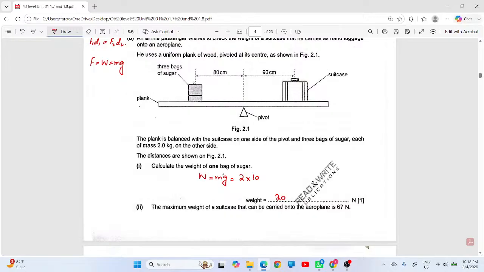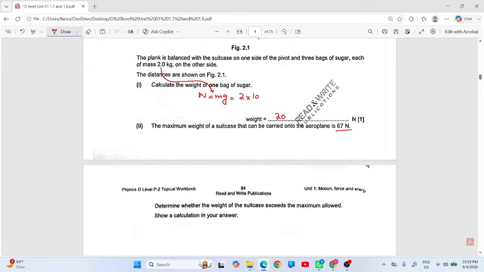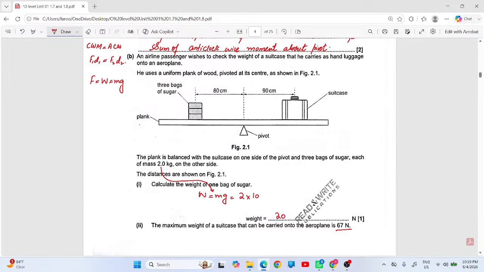So first we have to find the weight. Weight equals mg. M is the mass of one sugar bag, which is 2 kg, and g is 10. So the answer is 20 Newton. It is simple. Next, the maximum weight of the suitcase that can be carried on the aeroplane is 67 Newton. So the maximum weight you can carry is 67 Newton for the suitcase. Determine whether the weight of the suitcase exceeds the maximum allowed limit. Show your working. As I told you, in this case we have to apply clockwise and anti-clockwise moment.